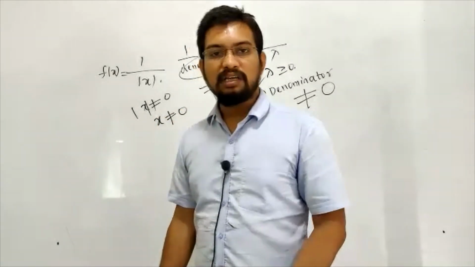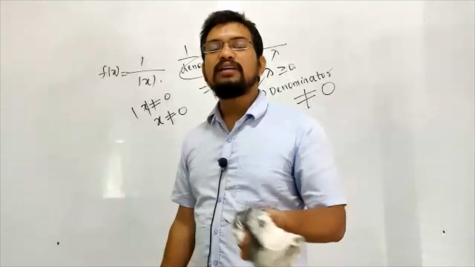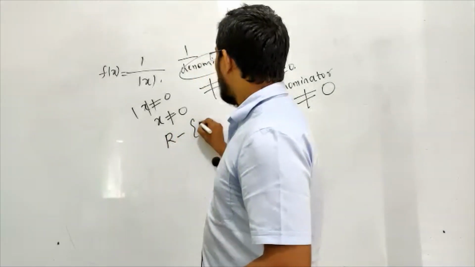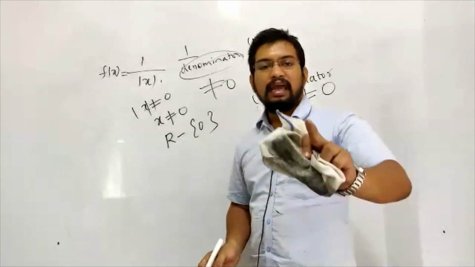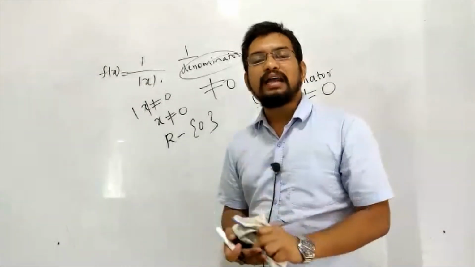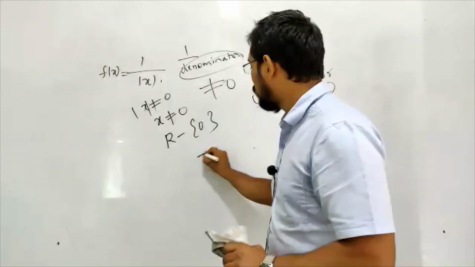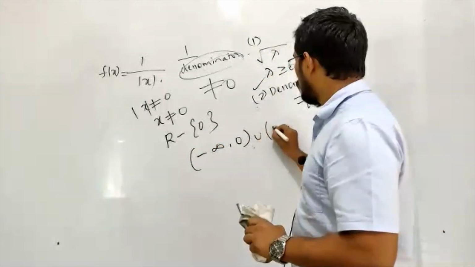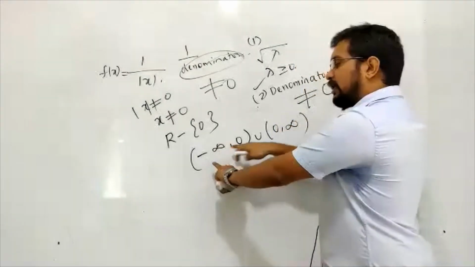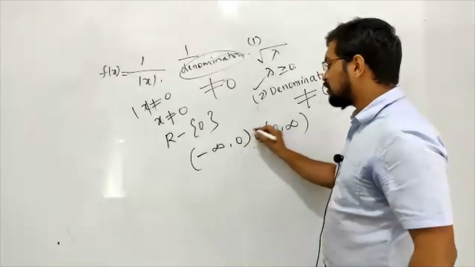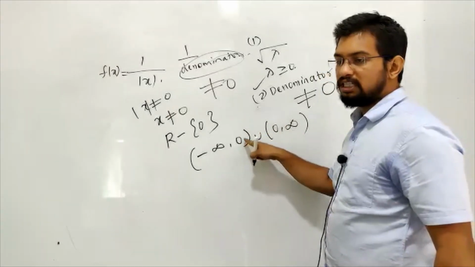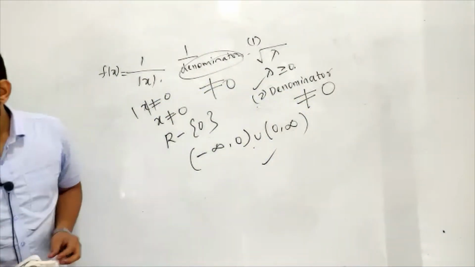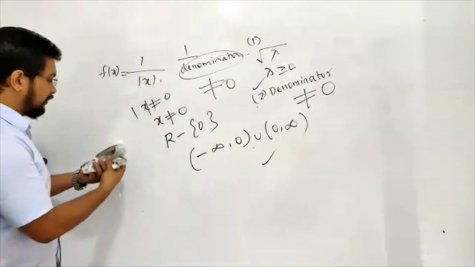When is mod x equal to 0? Mod x is equal to 0 when x is 0. So your answer will be R minus 0: the entire real number set, from which 0 is excluded. Or else you can write minus infinity comma 0 union 0 comma infinity, which means the entire real number set with 0 excluded. So the answer can also be written like this. Okay, hope this is clear. The denominator should not be 0. Next, one more thing you try.